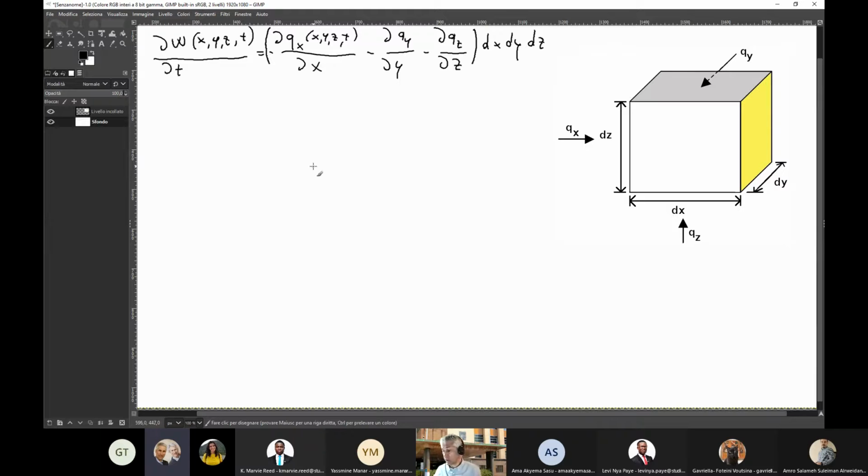And then we introduced the concept of volumetric specific storage. And we indicated this volumetric specific storage with the symbol SS. And we said that this is the volume of water that an aquifer releases from storage per volume of aquifer and per unit decline in hydraulic head.